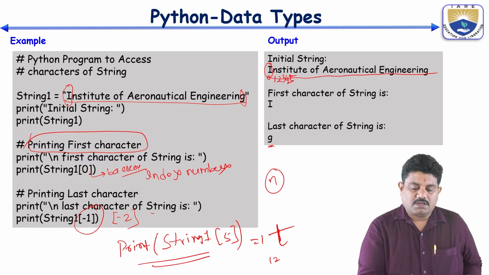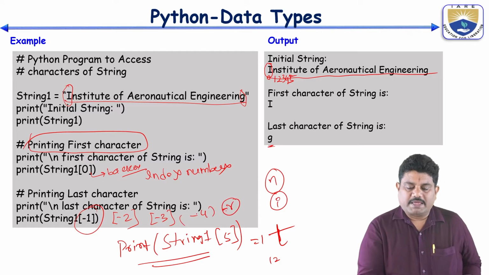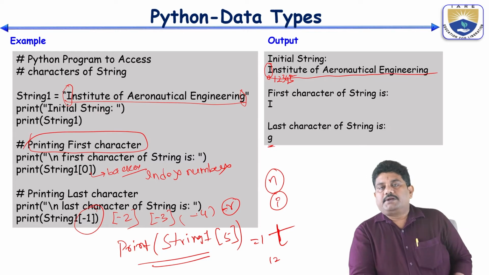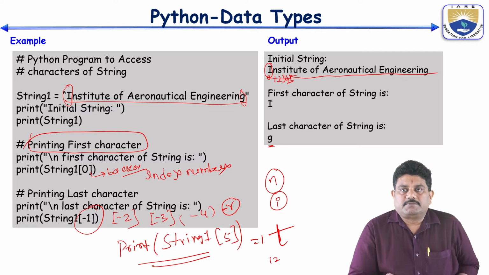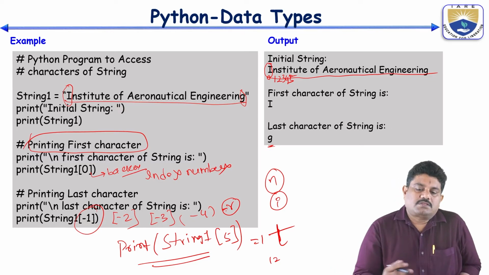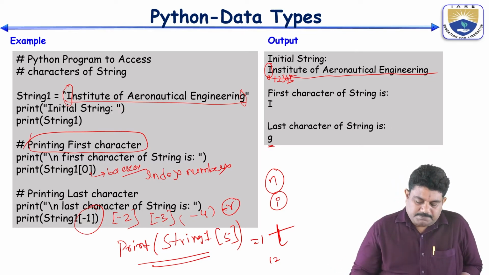If it is -3, I will be the output. If it is -4, R will be the output. Like that, you can print each and every character from the end by using negative indexes. You can print by passing the positive indexes from 0, 1, 2, 3 onwards, from starting to ending. This is how you can access the strings.